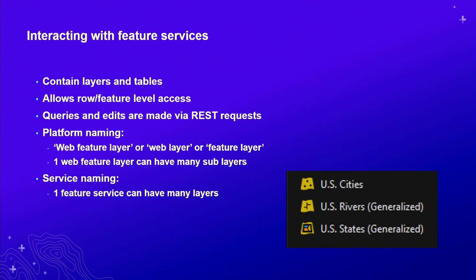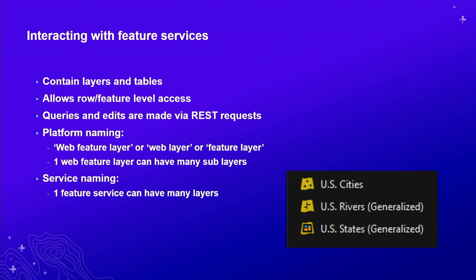A feature service can contain layers and/or tables. Layers have a shape column, tables do not, and both are supported. The feature service allows querying, analysis, and editing of this data. Everything with the feature service is done in a RESTful way, relying on REST requests and responses.